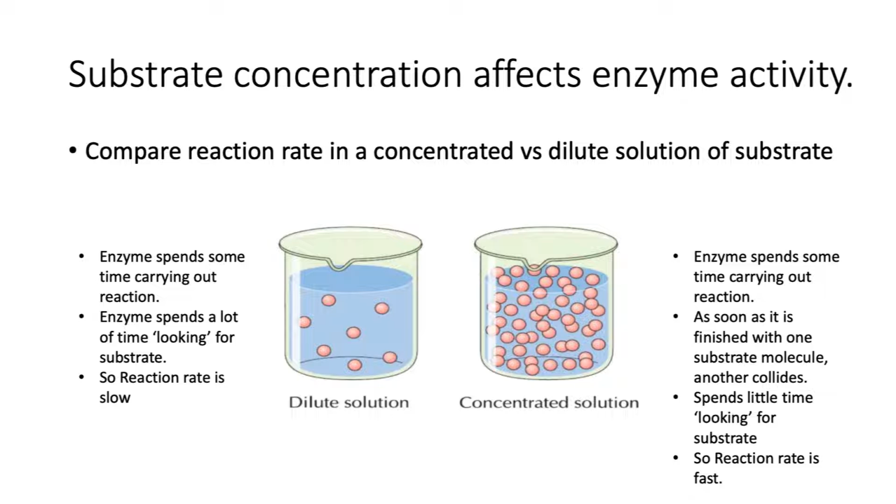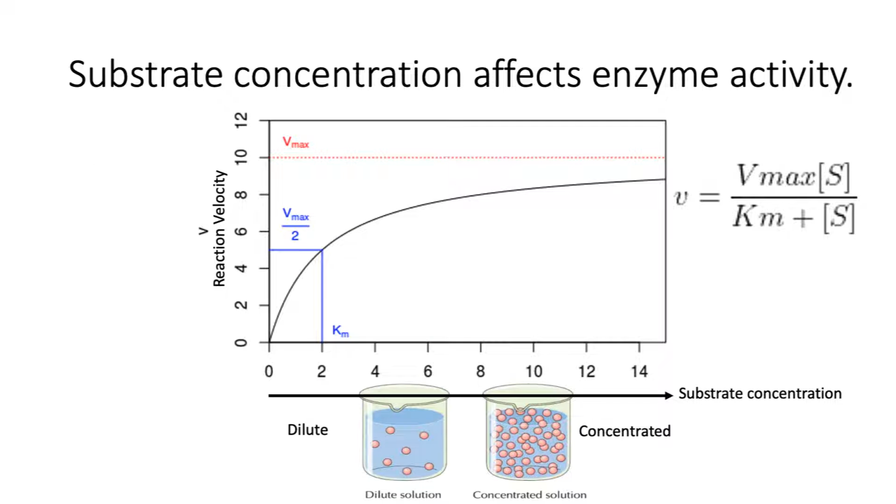So in all, it spends very little time looking for substrate molecules to react on, and so the reaction rate is generally quite fast. If we plot this on a graph, we should get a graph that looks like this. On the left side of the graph, you have a dilute solution. On the right, you have a concentrated solution, and the y-axis here is the reaction velocity, or how fast the reaction happens.